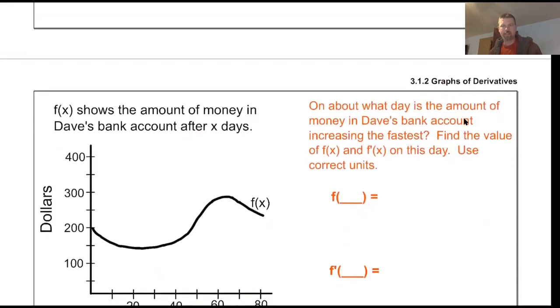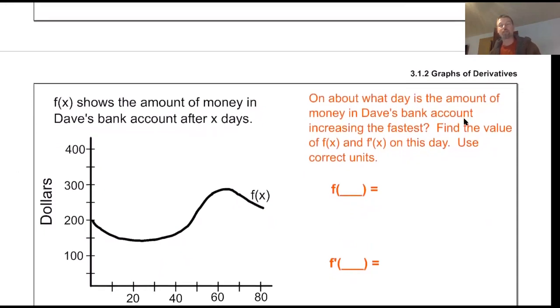On about what day is the amount of money in Dave's bank account increasing the fastest? So here he's losing money, not making much there, starting to increase. Oh, he makes a lot there, then peaks out, then loses money again. So it looks like he's increasing the fastest right about there, right? He's got a pretty steep slope there. So I'm going to say maybe right at that point. That's when it looks like it's increasing the fastest. Right? Seems to be shooting off in that direction. That's at about day 50.